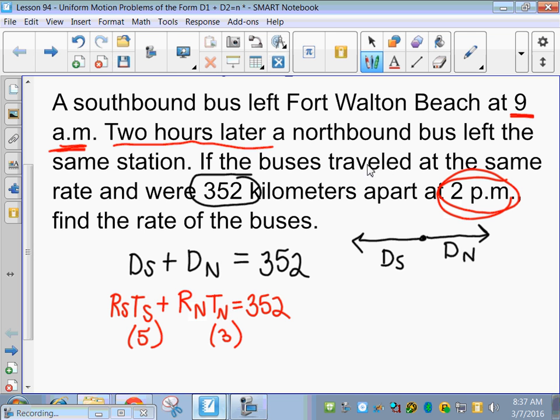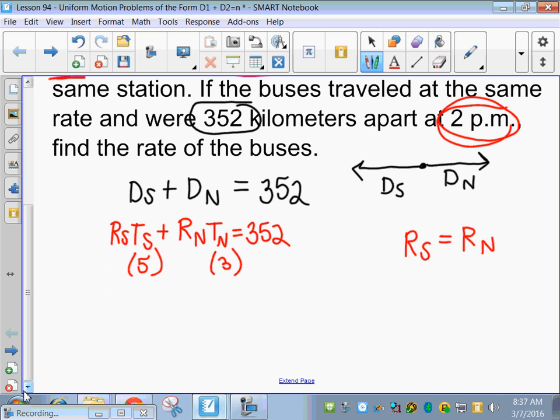Okay, then it says the buses traveled at the same rate. So off to the side, I can write the rate of the southbound equals the rate of the northbound. So you can pick whichever variable you want. I'm going to do both of them as RS. So they're the same, so I'm going to use RS. Or you could use both RN. So I have 5RS plus 3RS. So those actually add to be 8RS. And divide both sides by 8.